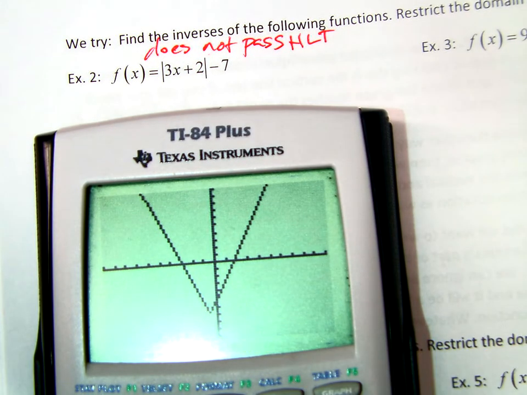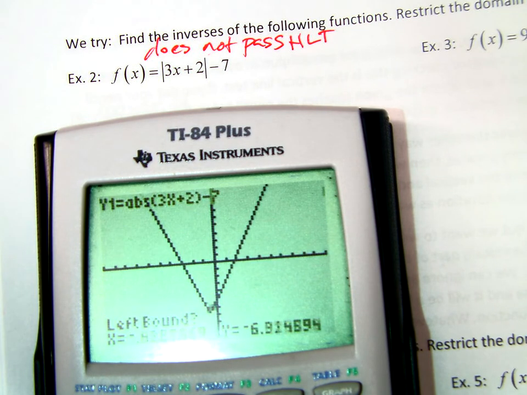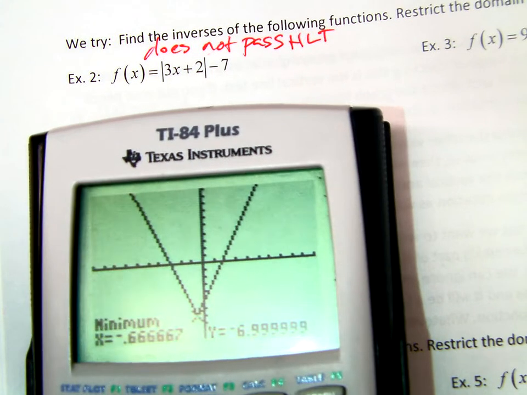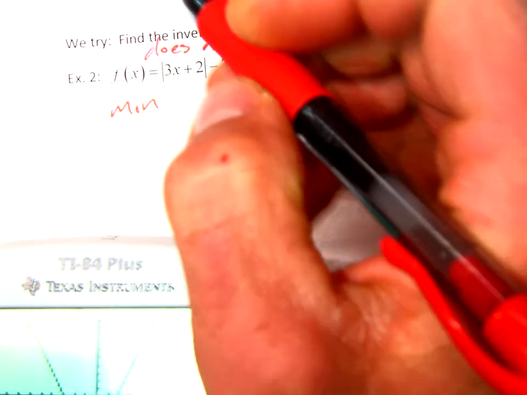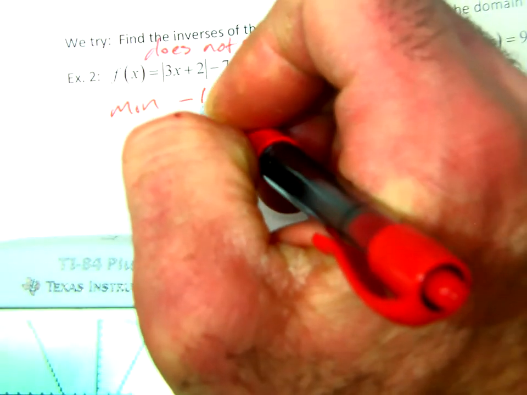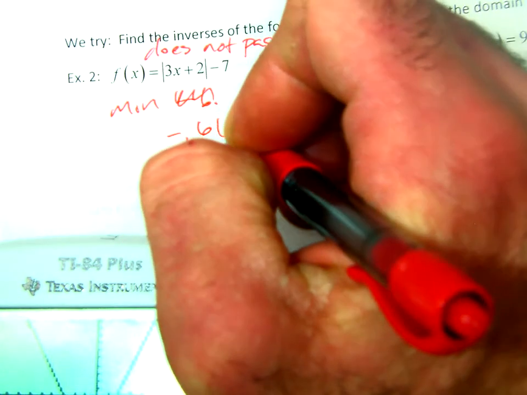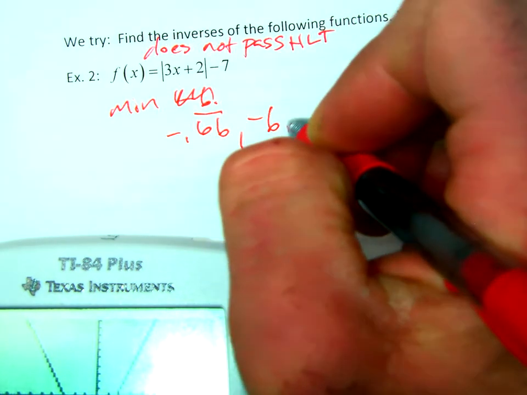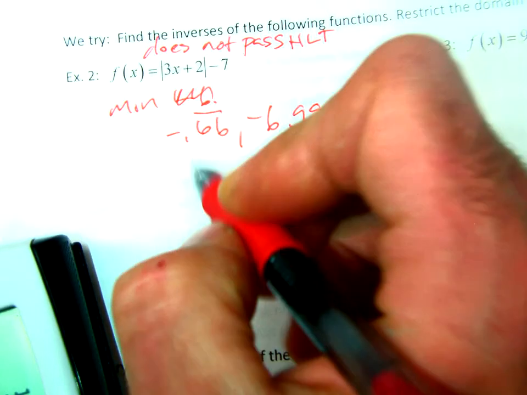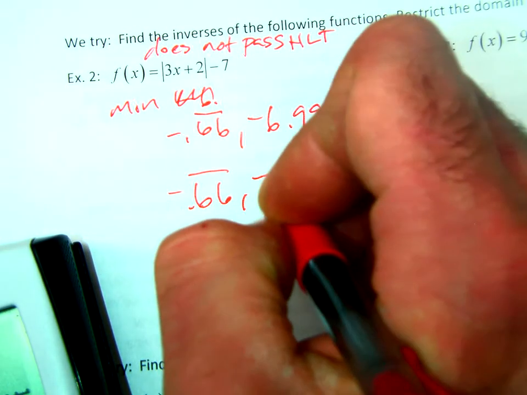Okay, so we do second calc, and it's a minimum. Go to the left of it, hit enter, go to the right of it, enter, enter, and the minimum is negative 0.66 repeated, and then the y value is negative 6.99. So we're going to call that 7. So negative 0.6 repeated, and then negative 7.